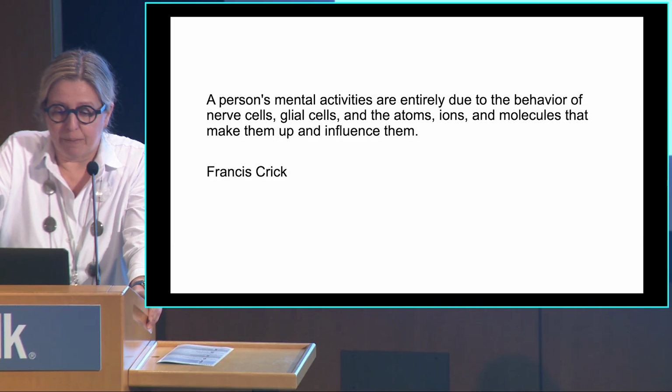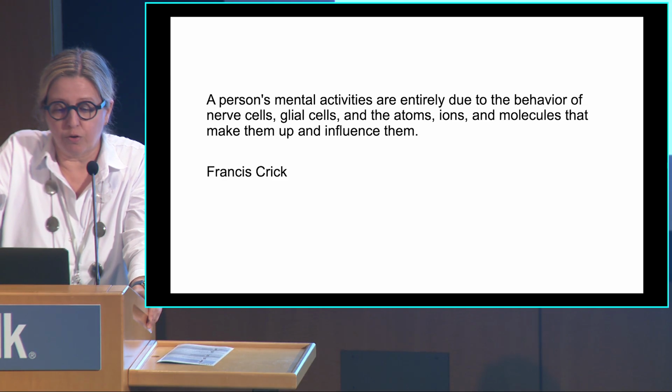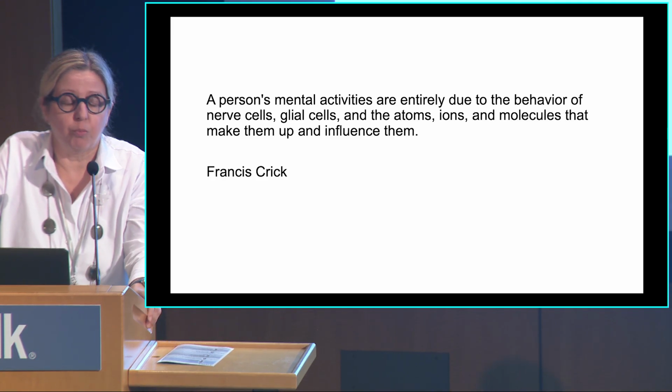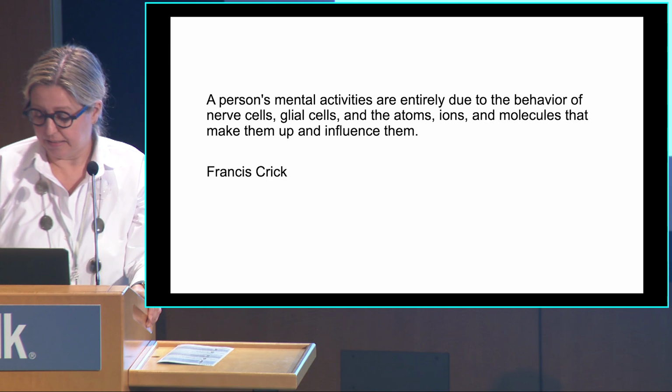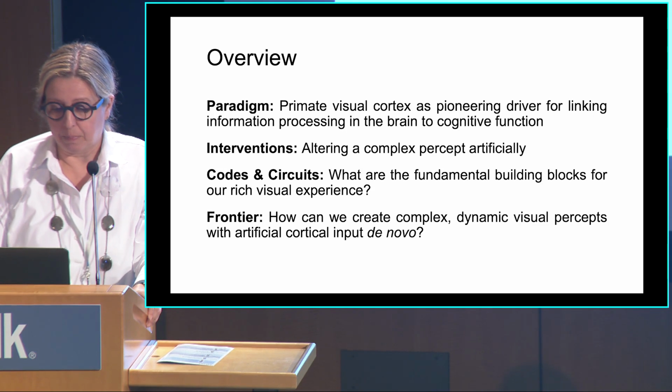As Francis Crick aptly put it, a person's mental activities are entirely due to the behavior of the nerve cells, glia cells, and the atoms, ions, and molecules that make them up and influence them. So everything you've seen before is to do with how your brain is responding to it and analyzing it. But the question is at what level and how is this happening?